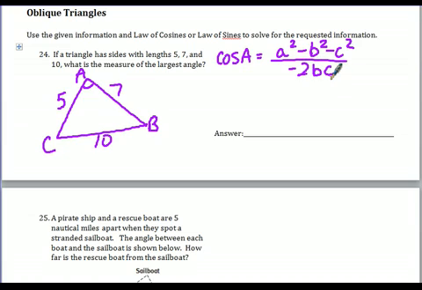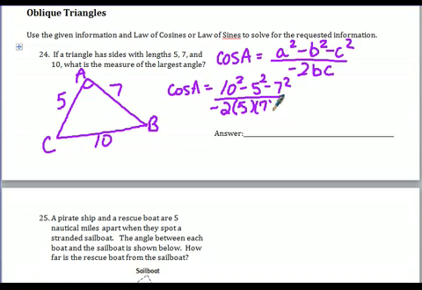So if we substitute in the information from our picture, we get cosine of A is equal to 10 squared minus 5 squared minus 7 squared divided by negative 2 times 5 times 7. And if you enter all of that into your calculator, you are going to get a decimal number that is smaller than 1. And hopefully that number does not make sense to you.